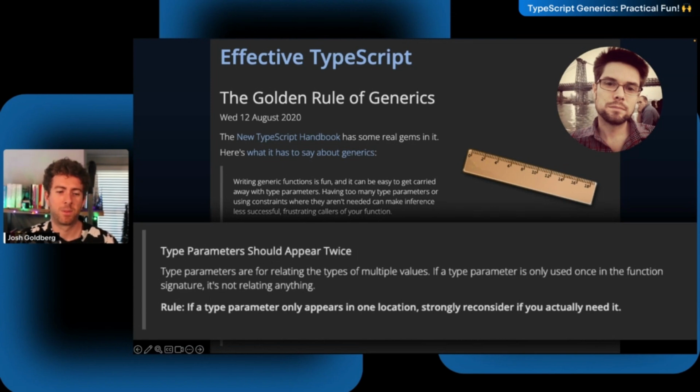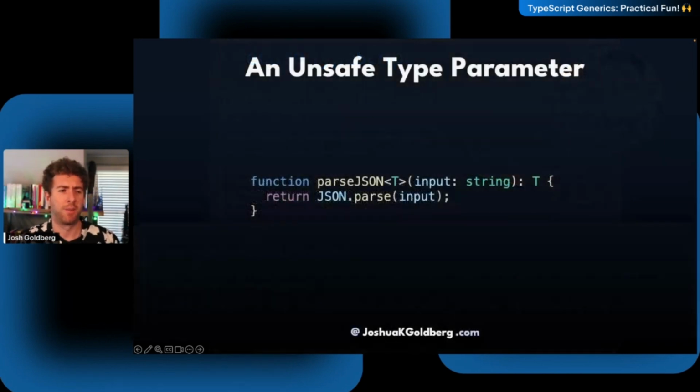What does this mean? Well, a type parameter is supposed to relate an input to an output. So if you only use it for the input, or if you only use it for the output, there's no relationship there. There's nothing it's relating. And I'll show you a common example.